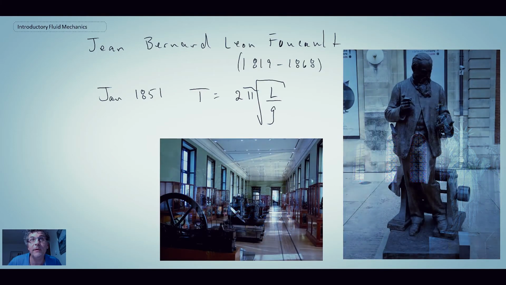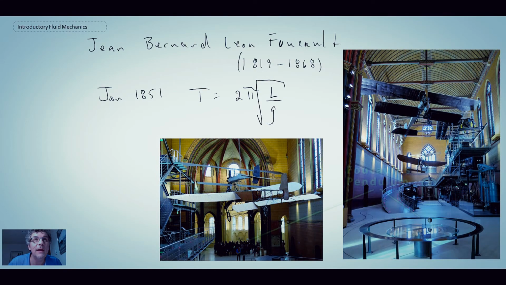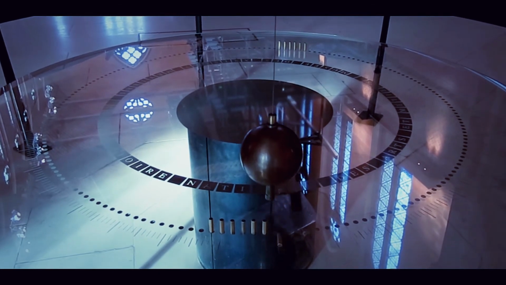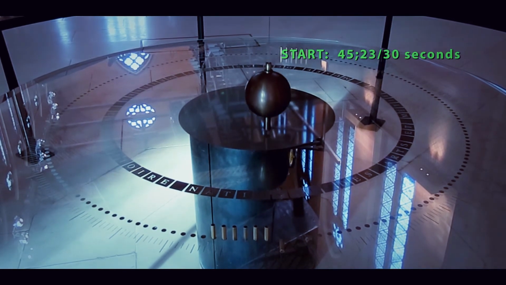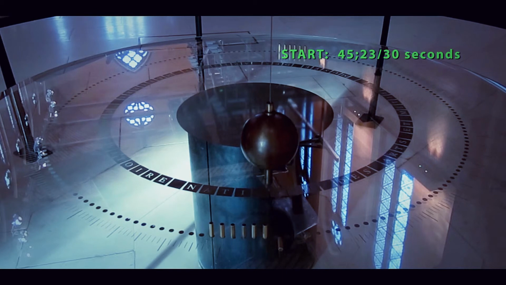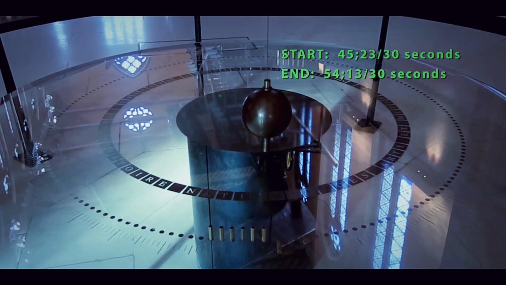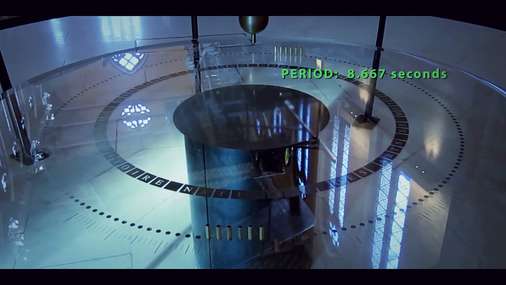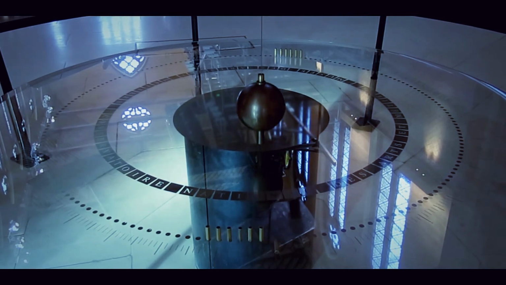This video clip was taken at my favorite museum in Paris, the Museum Arts et Métiers. And I've said it before, if you ever get a chance to go to Paris, by all means do go there. So what we're seeing is Foucault's pendulum in the Museum Arts et Métiers. And here we're measuring the period, that's a start. 45.23 over 30 seconds. And that's the end of a period, 54 seconds, 13. This is using my video frames that I'm able to calculate. So the period of this is around 8.7 seconds. And we're going to use that in a moment when we try to estimate the length of the pendulum.